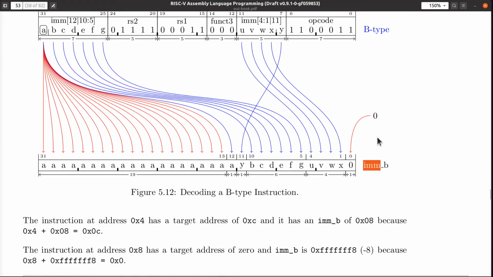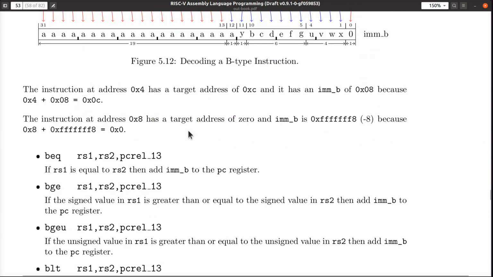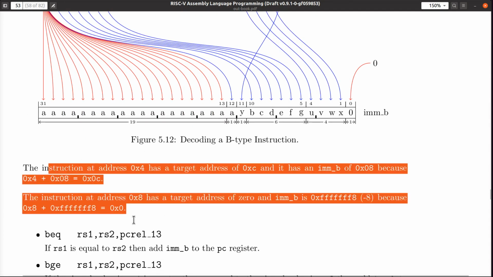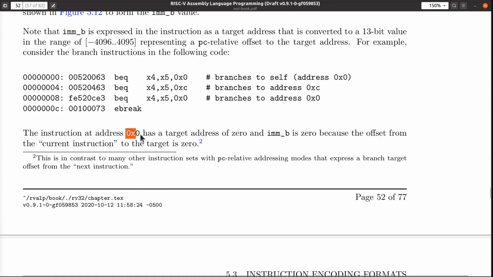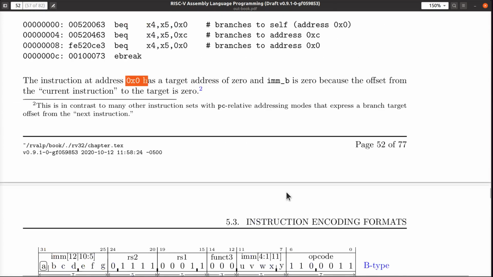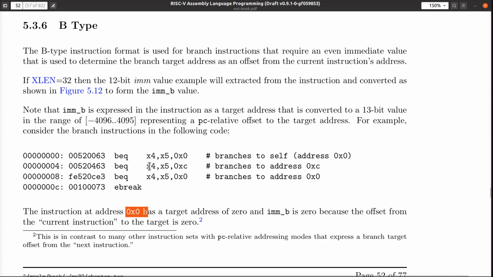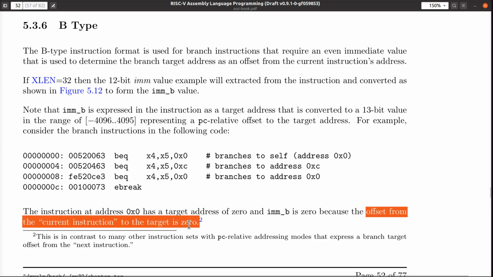So how do we relate all these? Let's look and see what's going on down here. Now, this narrative down here goes along with the discussion up here because it floated the figure to this page when I formatted this document. I'm sorry about that, but let's see what's going on here. Instruction at address 0 is a target address 0, and an IMMB is 0 because the offset from the current instruction to the target address is 0.